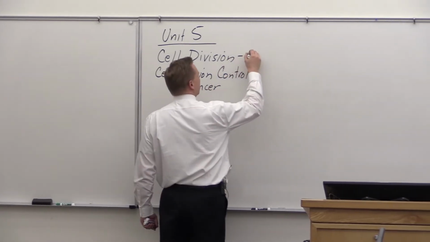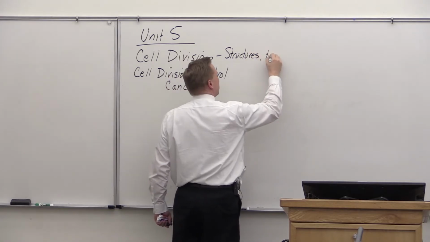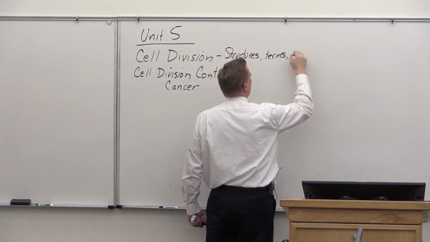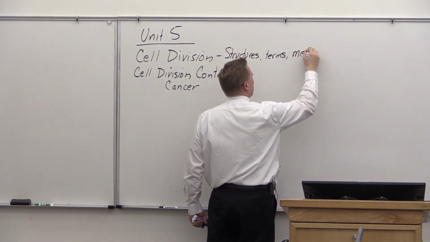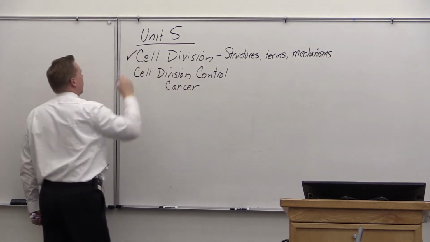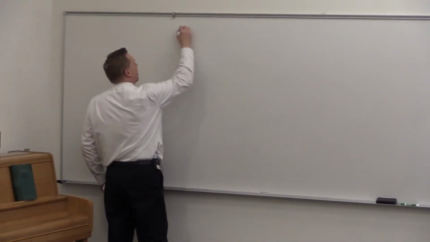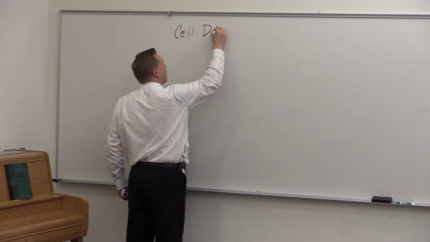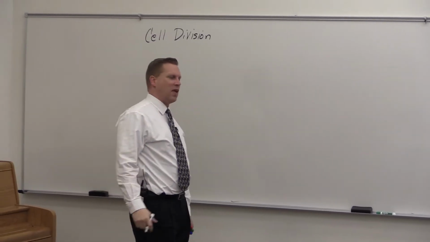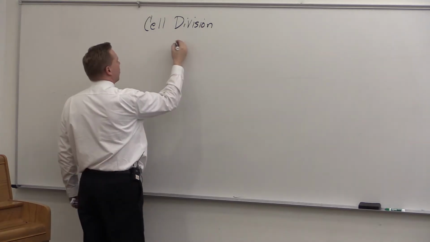But today we're really going to be talking about some of the structures and some of the terms and some of the processes or mechanisms associated with cell division. So that's where we'll start today. So when we talk about cell division, there are really two major processes that cells will go through, at least all eukaryotic cells. Will go through one of two processes.